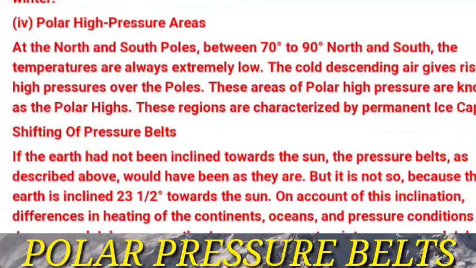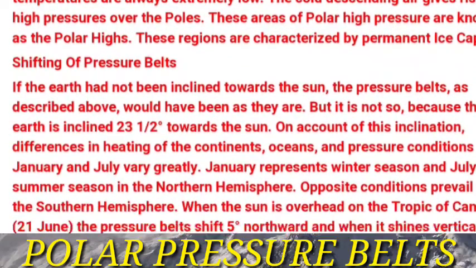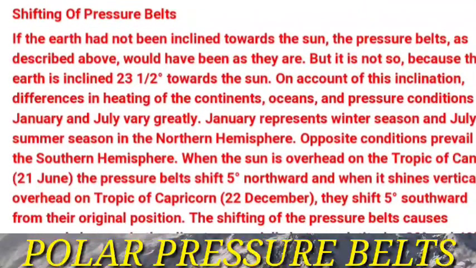These regions are characterized by permanent ice caps. Shifting of pressure belts: if the earth had not been inclined towards the sun, the pressure belts as described above would have been as they are, but it is not so because the earth is inclined 23.5 degrees towards the sun. Understand? You can see the globe, you can understand that.